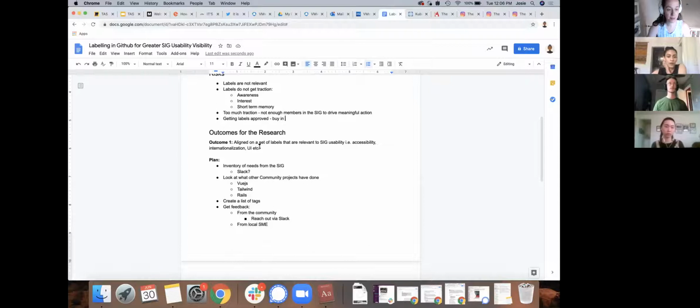So for outcome 1, it was to align on a set of labels that are relevant to SIG usability, i.e. accessibility, internationalization, UI. Is the construction really loud? Yes? I can hear you, but more than I can hear the construction. So, yeah, I would say it's not disruptive. Okay.